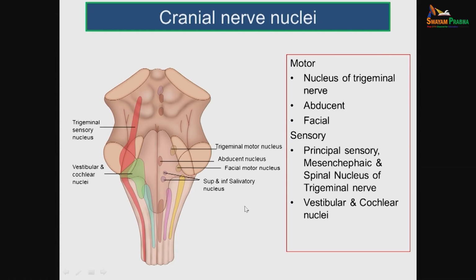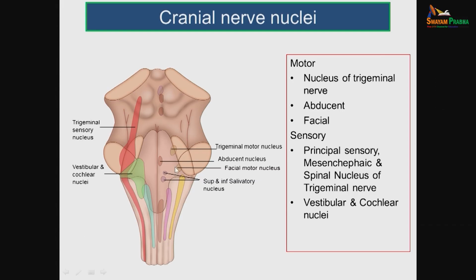Now, we have studied the gross anatomy, the external features and the internal features. Now, let us see what are the cranial nerve nuclei present in the pons. What are the motor nuclei present in the pons? You have the nucleus of the trigeminal nerve, then the abducent nerve nucleus, and the motor nucleus of the facial nerve.